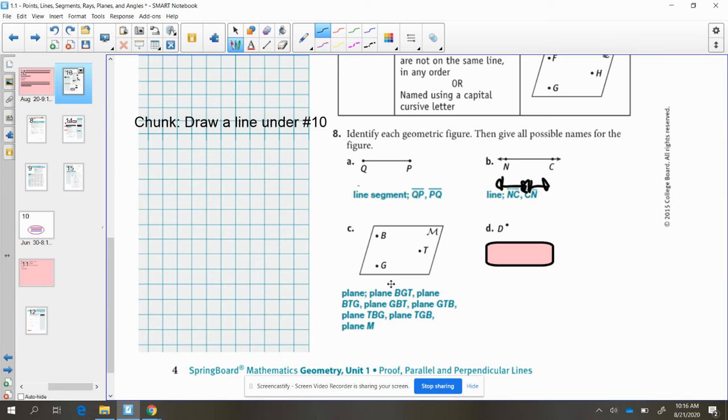And finally, part D, what is it? How do you name it? Well, it's a point, and you would name it point D with a capital letter.